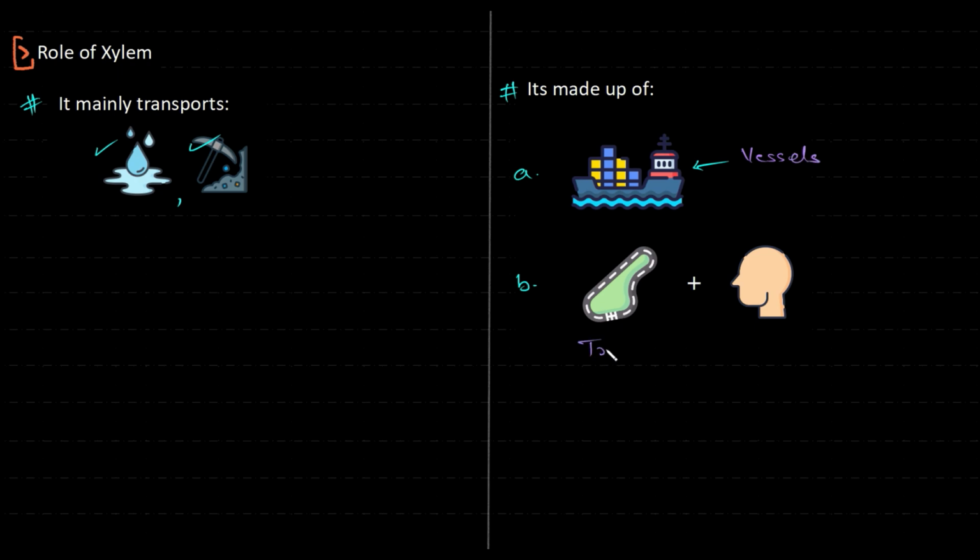This is a racetrack, so track, and this is a head. This leads to the word tracheids. Okay, guys, these are your parts of xylem. This too you have to know.